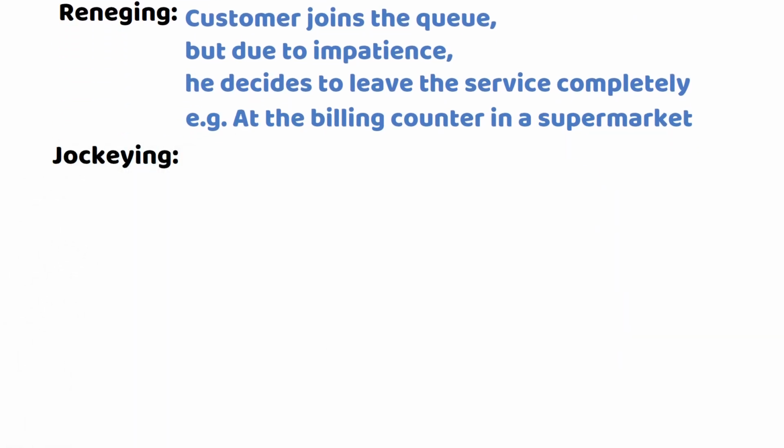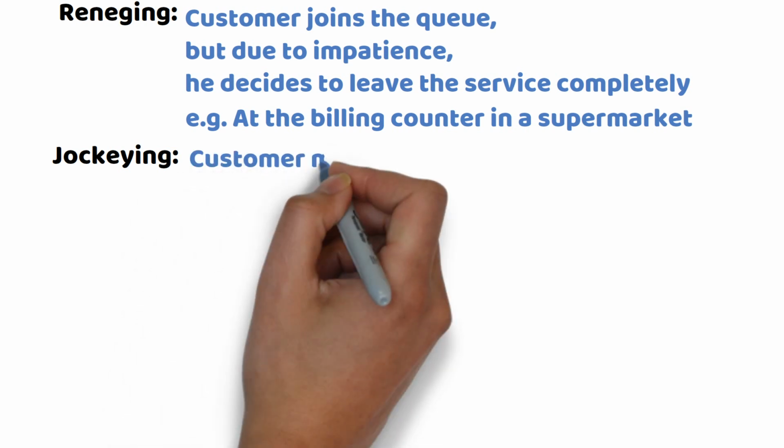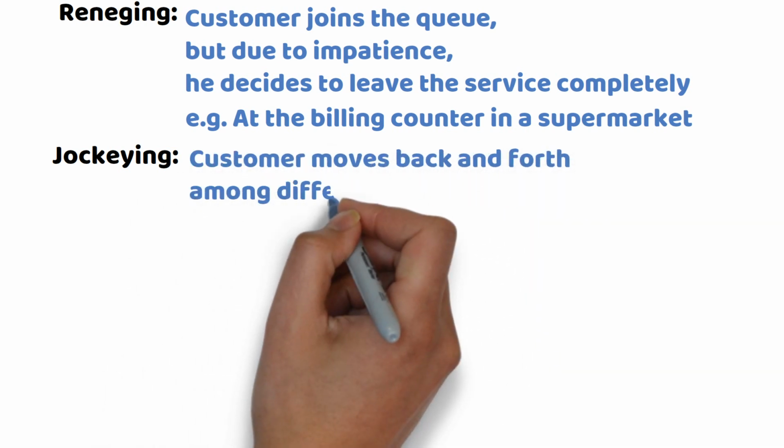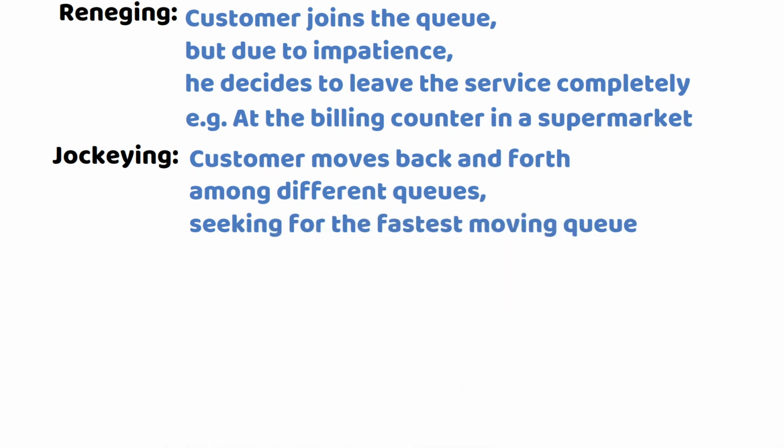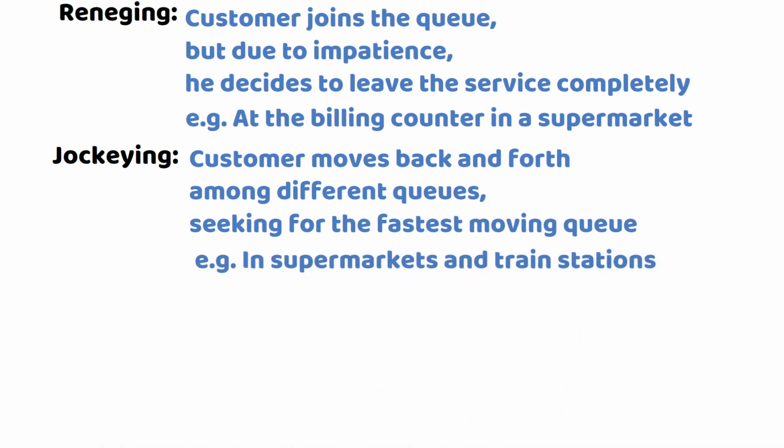Jockeying is a situation in which a particular customer moves back and forth among different queues, seeking the fastest moving queue. This can be seen typically in supermarkets and train stations, where a person leaves the line he is standing in, and joins another line which appears to be shorter or appears to be moving faster.